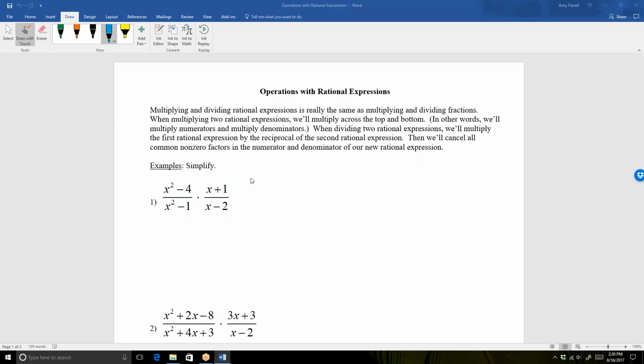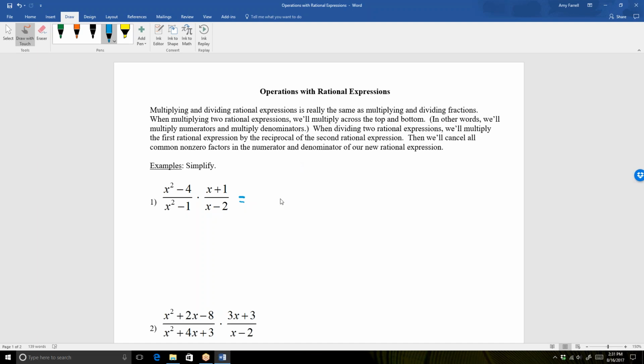Hello, college algebra students. We are going to look at operations with rational expressions in this video. By operations, we mean addition, subtraction, multiplication, and division. The process that I'm going to follow is outlined here at the top.